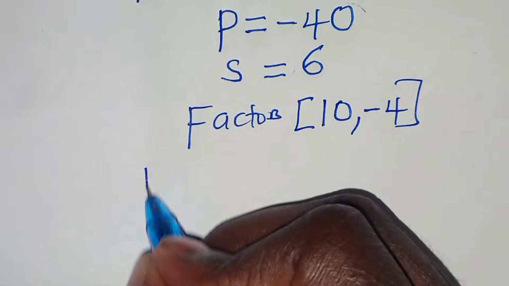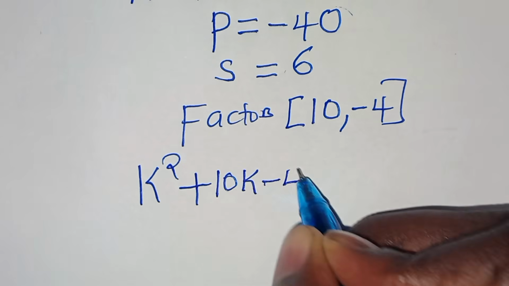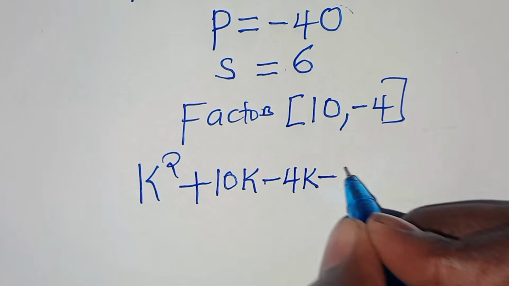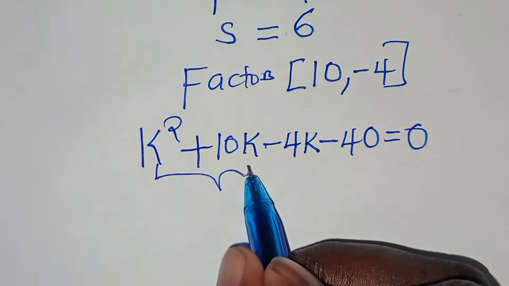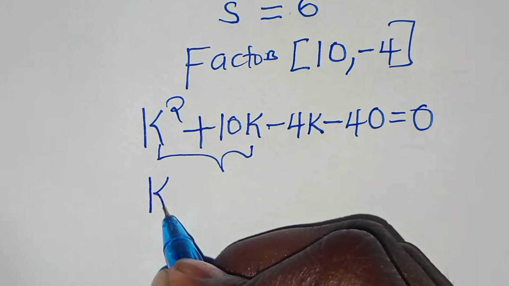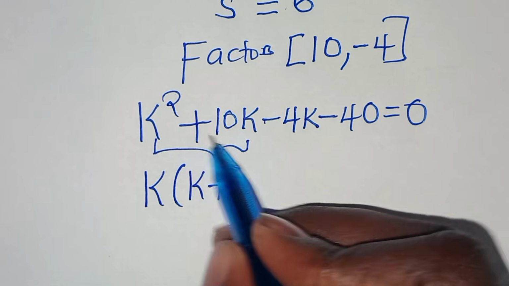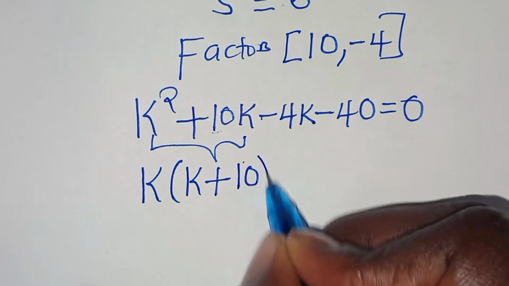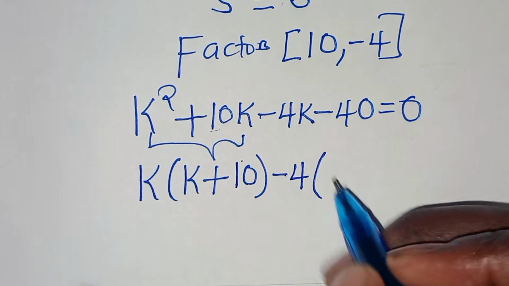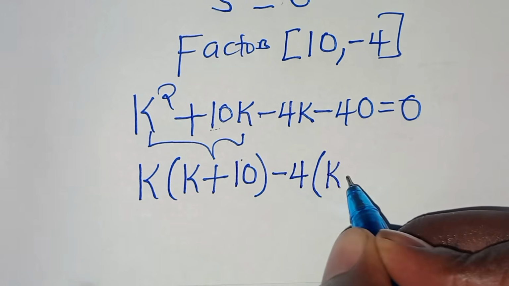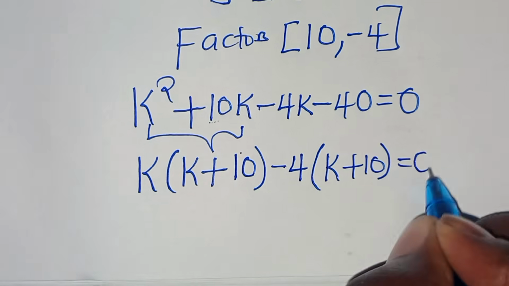So this is to mean that we have k to the power of 2 plus 10k, subtract 4k, then subtract 40. This is equal to 0. So from the first part here, we have that k is common. We factor out k, so that we have k squared divided by k. This is k. Then plus 10k divided by k. This is 10. Then subtract. Now we have that 4 is common here, so minus 4 into the parentheses. 4k divided by 4, this is k. Then we have minus 40 divided by minus 4, this is plus 10, and this is equal to 0.